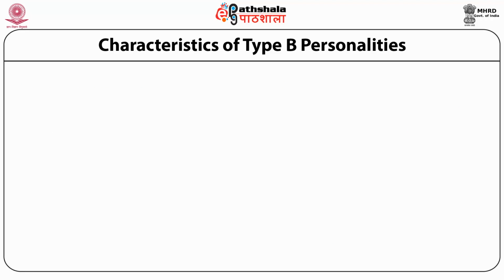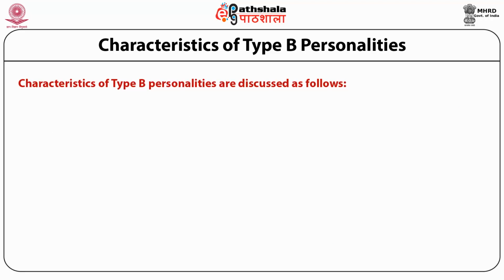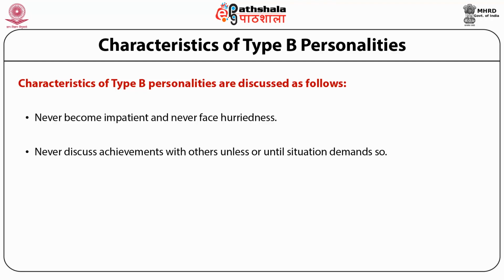Characteristics of type B personalities. Important characteristics of type B personalities are that they never become impatient and they never face hurriedness in their life. Type B personalities never discuss their achievements with others unless their situation demands so. Type B personalities are more relaxed and play for fun and relaxation rather than to win. The next trait is self-efficacy.